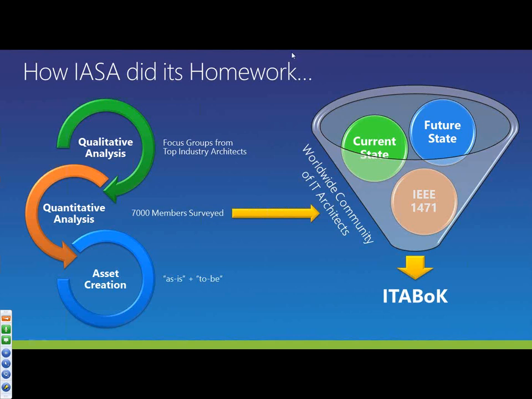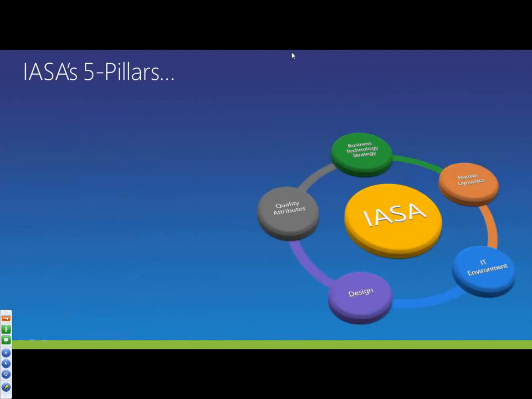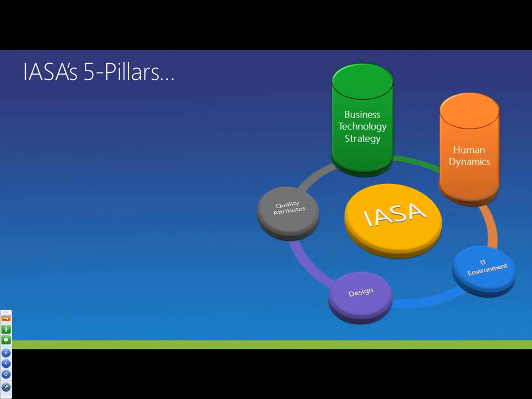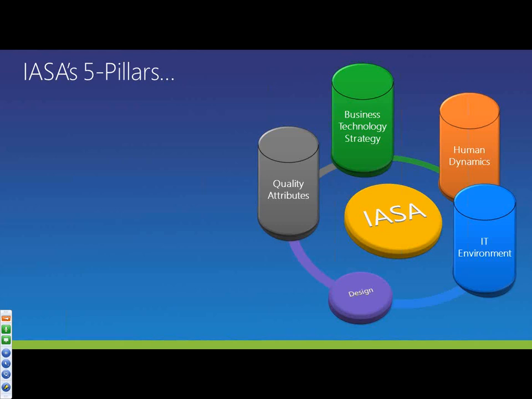It never stops growing. So the 5 pillars then were defined, and we have business technology strategy, which is the business of IT. We have human dynamics, which is the interaction of architects with others. We have quality attributes, which are the systemic qualities of a solution coming through. And a solution, I mean not a solution architect solution, but a solution in general. We have the IT environment, which is where things all happen, and then we have the design aspects of what we build. And these were the 5 pillars that these focus groups came up with.